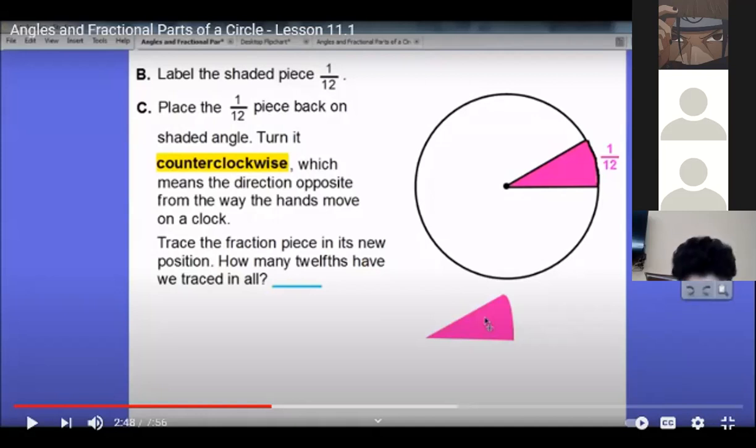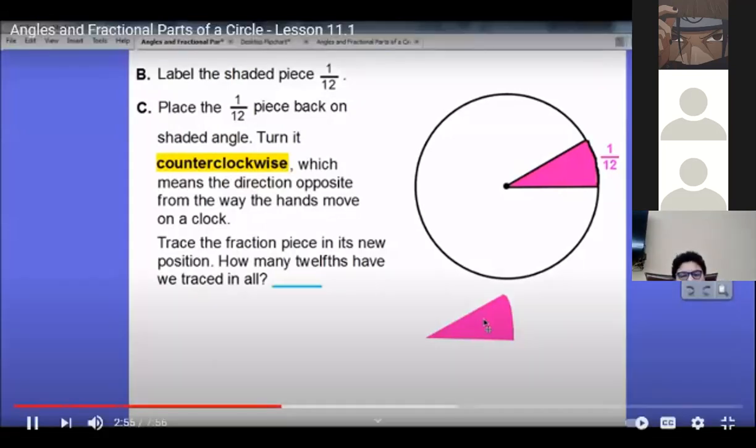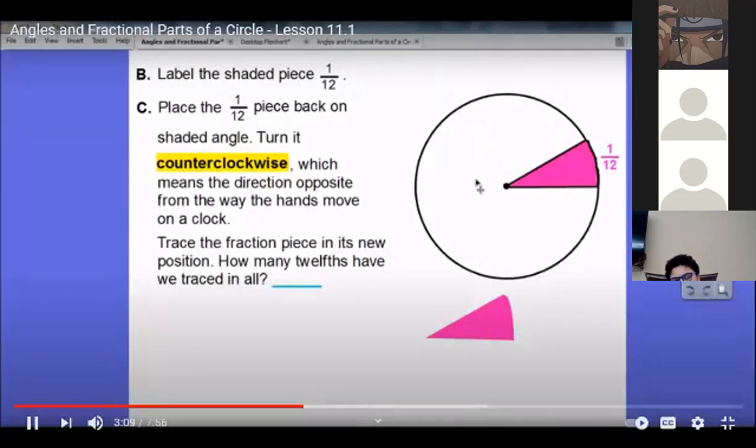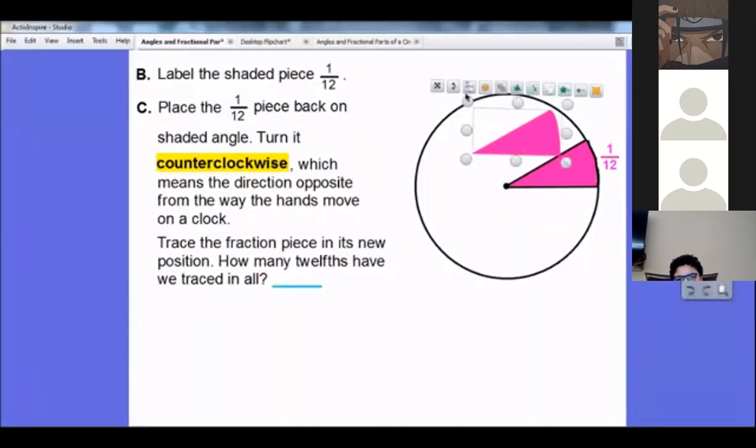Yeah. Place the 12th piece back on the shaded angle, and turn it counterclockwise. And counterclockwise means it's the direction that's opposite from the way the hands on a clock move. So if you watch a clock go around in a classroom, they go in this direction. That would be clockwise right there. So what we're going to do is go this direction. This direction is counterclockwise. It's the other way. So it says place the 12th piece back on the shaded angle and turn it counterclockwise. So it's going to go right there, and let me turn it here.